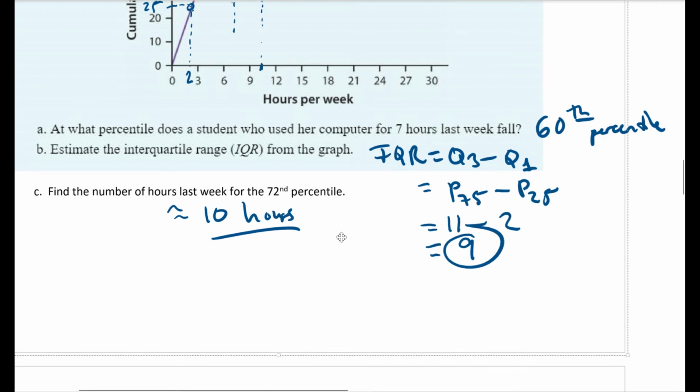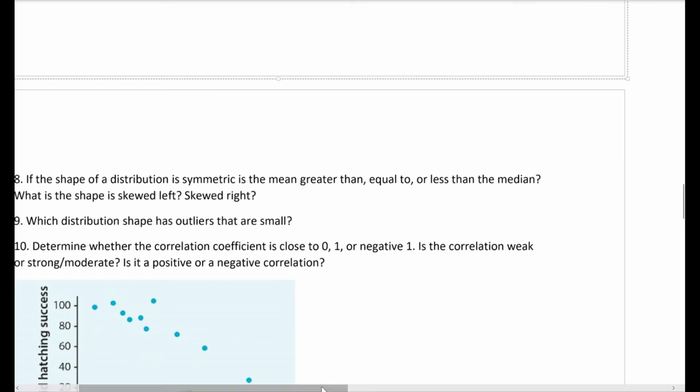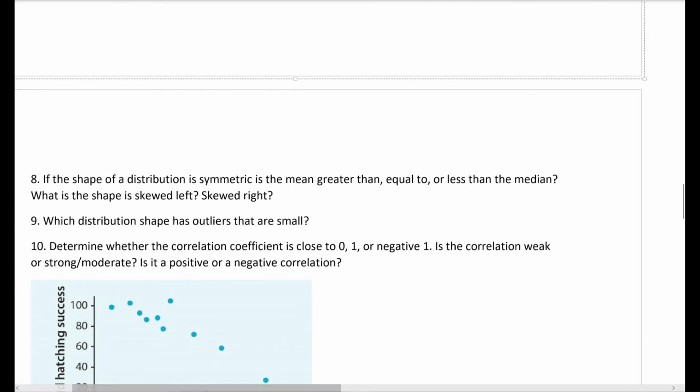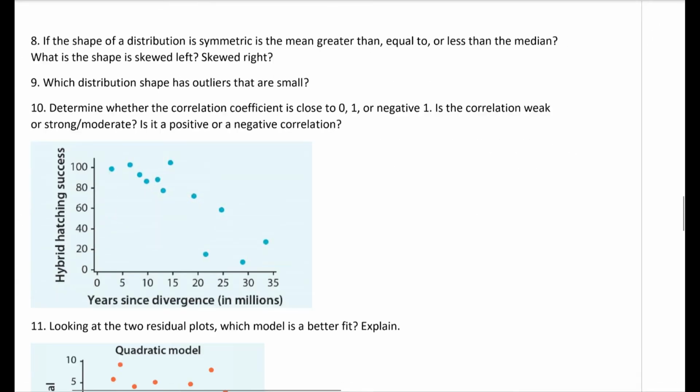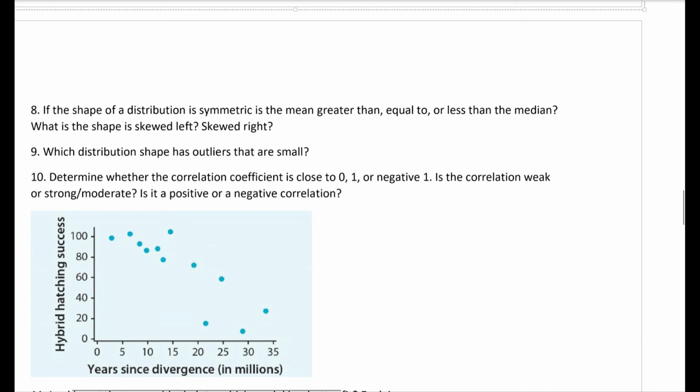All right. Let's look at the next problem. Number 8, if the shape of a distribution is symmetric, is the mean greater than, equal to, or less than the median? What if the shape is skewed left? It should say what if the shape is skewed left or skewed right? Okay, so let's talk about that concept.